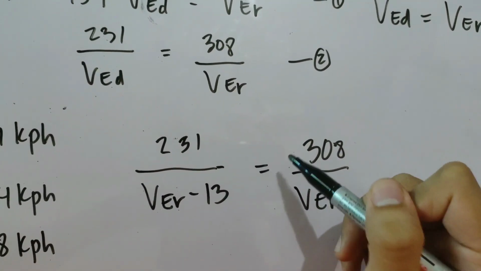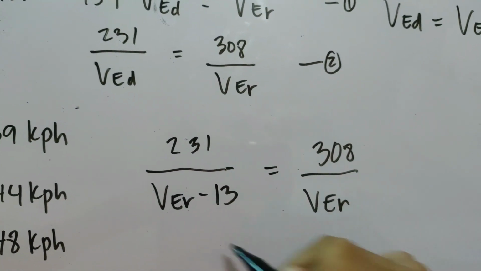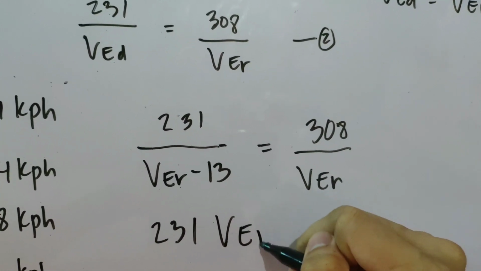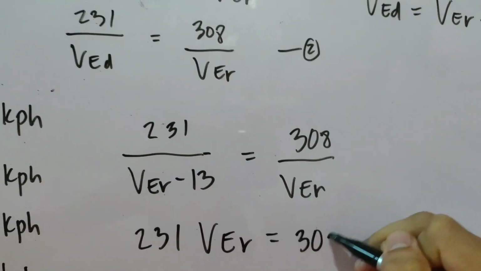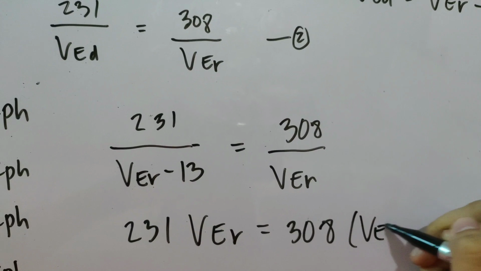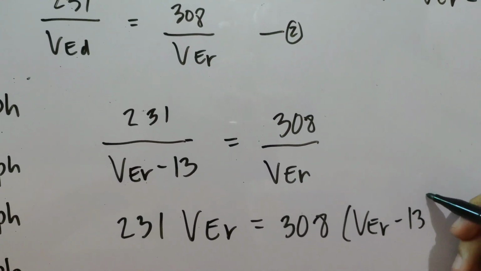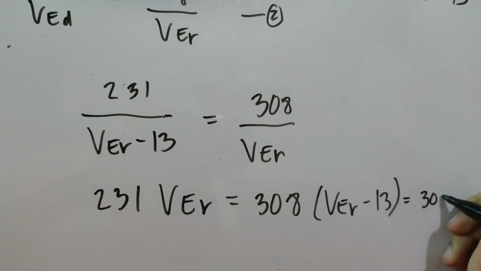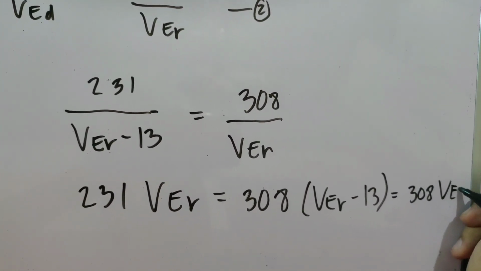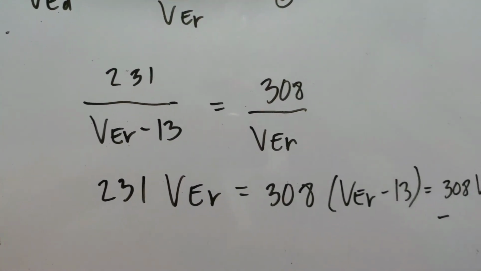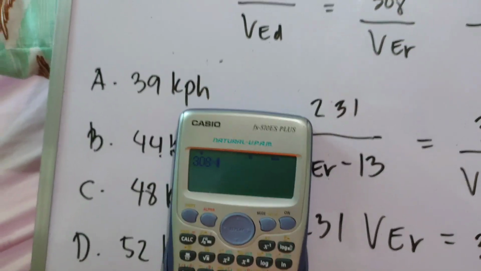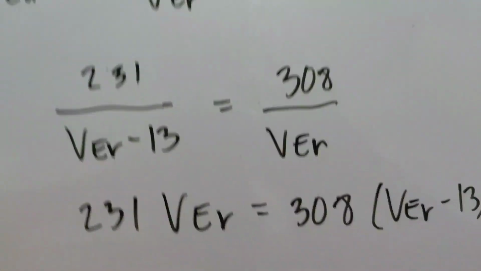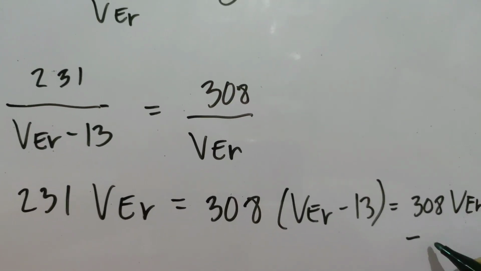Pwede na natin i-cross multiply itong dalawang to. Ililipat natin yung VER dito, magiging 231 VER is equal to 308 times VER minus 13. So, i-multiply natin to, magiging 308 VER minus 308 times 13. 308 times 13, 4,004. So, magiging minus 4,004 to.